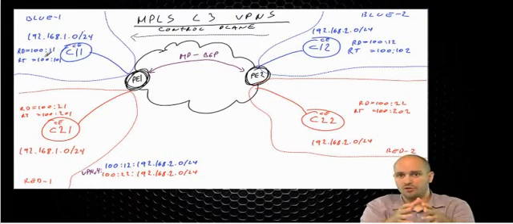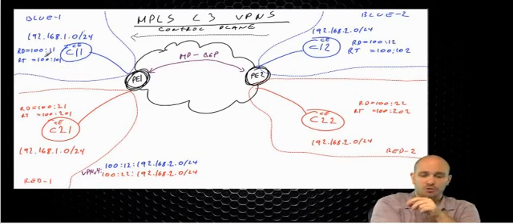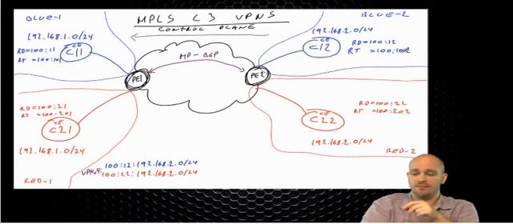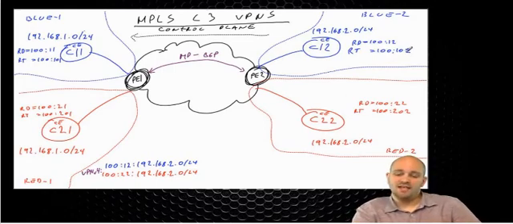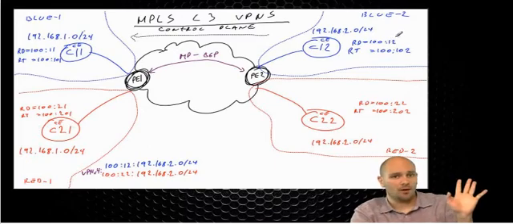Again, there is no requirement for this. You could use the same route target here and the same route target here. You could actually, and this is relatively common, use the same route target value as your route distinguisher, but there is no requirement to have that.